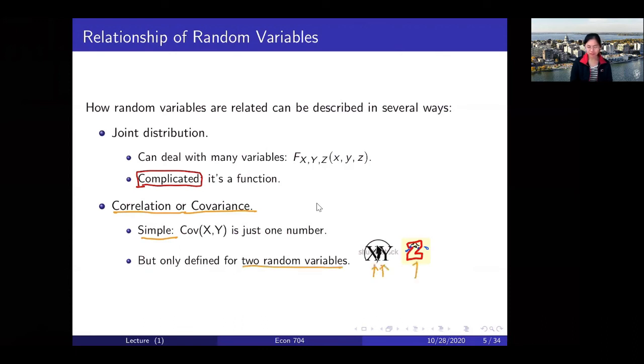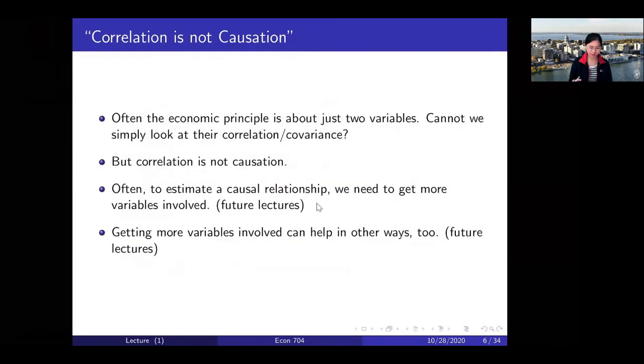What if you have a third random variable and you want to see how the three random variables interact among themselves? Then you can't do that with correlation. So correlation is simple, but it's limited. Joint distribution is very comprehensive, but it's too complicated. So to find a middle ground, we are going to use a linear model that I will describe a little later.